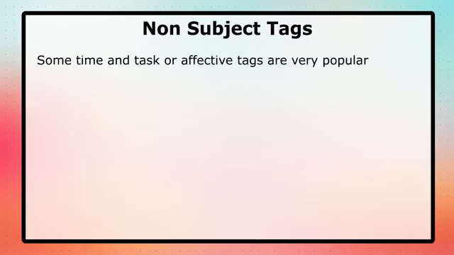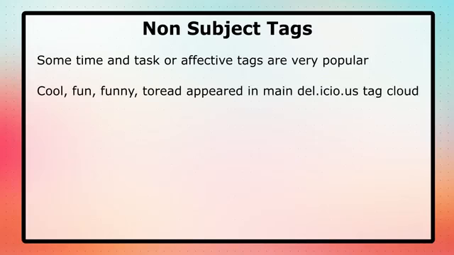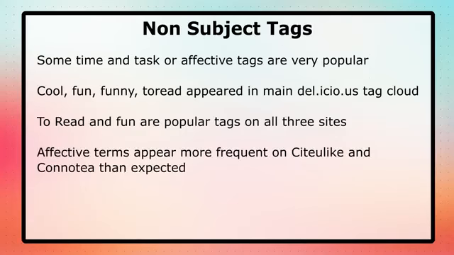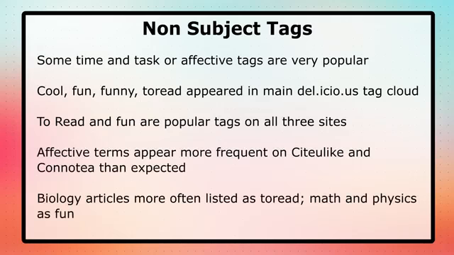Non-subject tags. Sometimes interest or affective tags are very popular, for instance cool, fun, funny, etc. In Delicious, to read and fun are popular tags on all three sites. Affective terms are more frequent on scientific sites than expected. Biological articles are more often listed as to read, math and physics as fun.